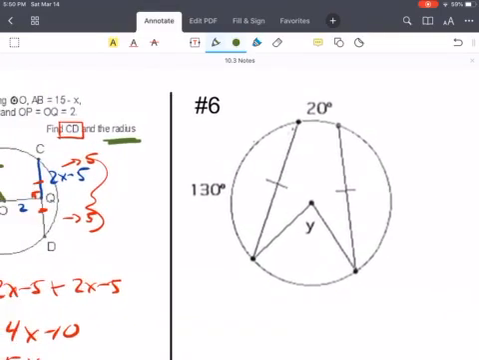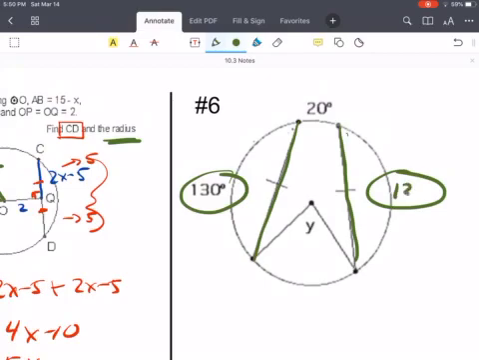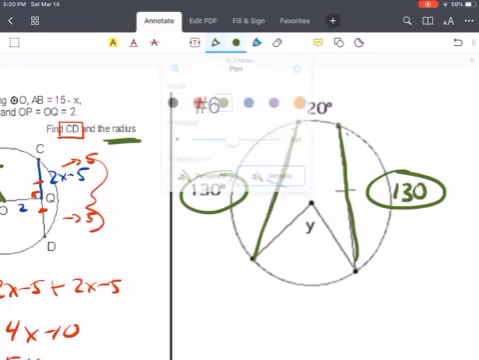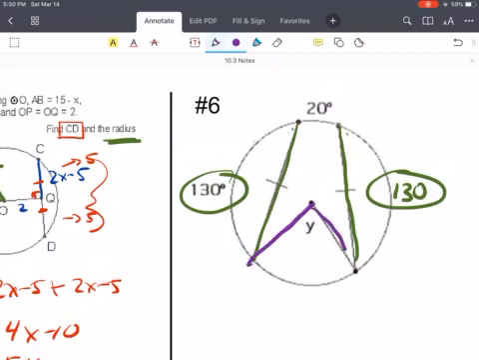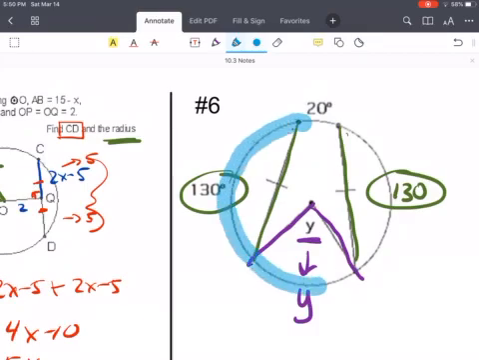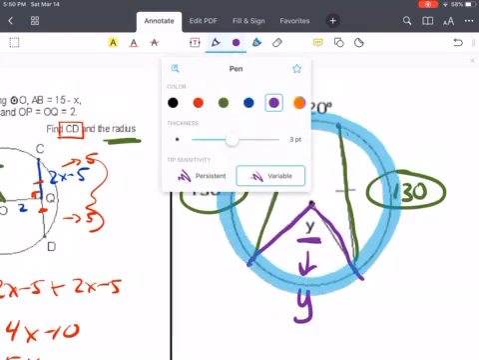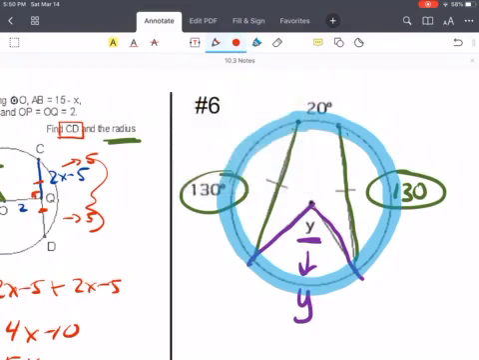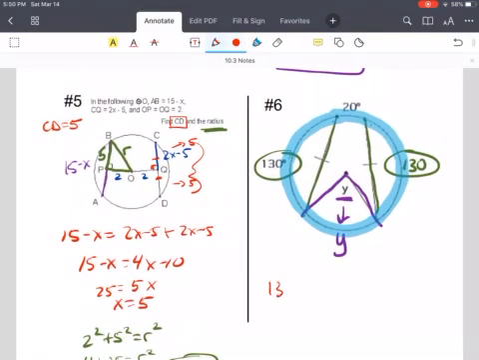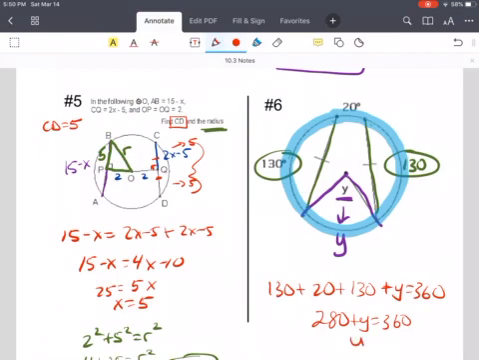For number 6, again, we have chords are congruent, which means arcs are also going to be congruent. So I'm going to get 130. We have a central angle right here. So this is y, which means my arc is also y. I now have all of the arcs in a circle. So that would mean that all of them must add up to 360 degrees. And I get that y is 80 degrees.